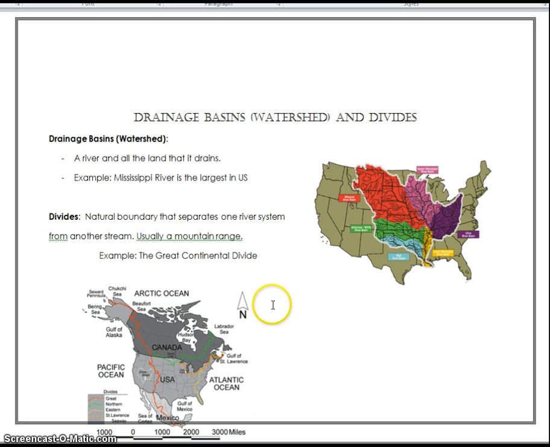Those are a natural boundary, usually a mountain range, that's separating these river systems from each other. The Great Continental Divide moves through here in North America through the Rocky Mountains. Water that falls on this side of the Continental Divide will eventually make its way into the Atlantic Ocean, and any precipitation that falls on the west side will eventually move into the Pacific Ocean. That's really what the divide is doing, dividing that precipitation. And like I said earlier, it's usually associated with some sort of mountain or mountain range.